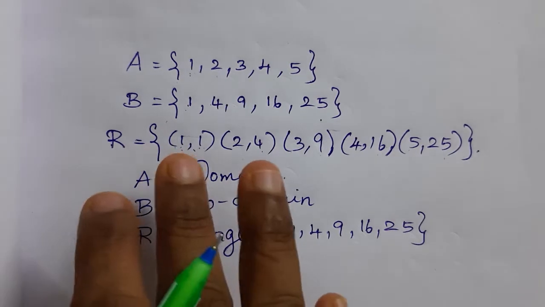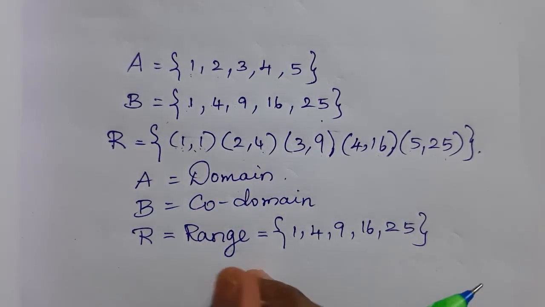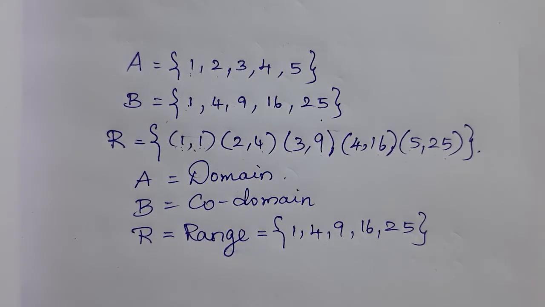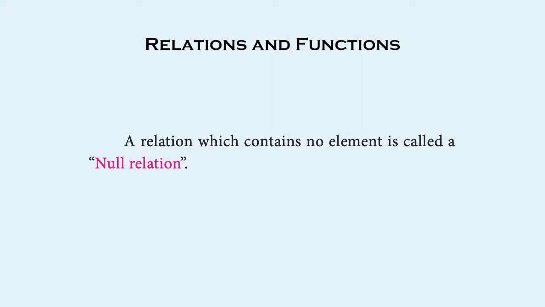So this is the concept of domain, codomain, range and relation. A relation which contains no element is called a null relation. When there are two sets A and B and the given relation has no connection between set A and B, when there is no relation, they are not connected. If the ordered pair does not belong to those two sets, then it is called a null relation.